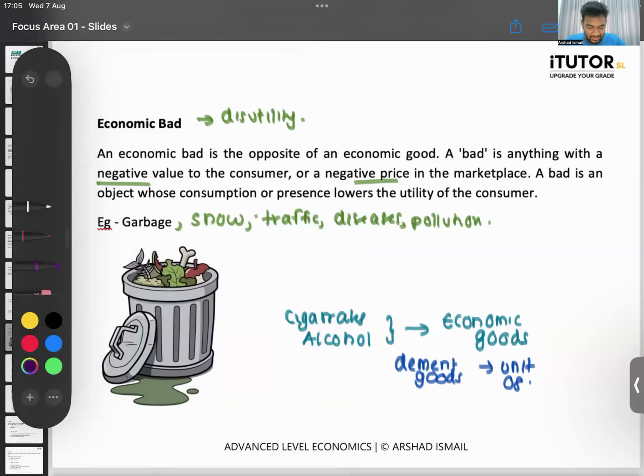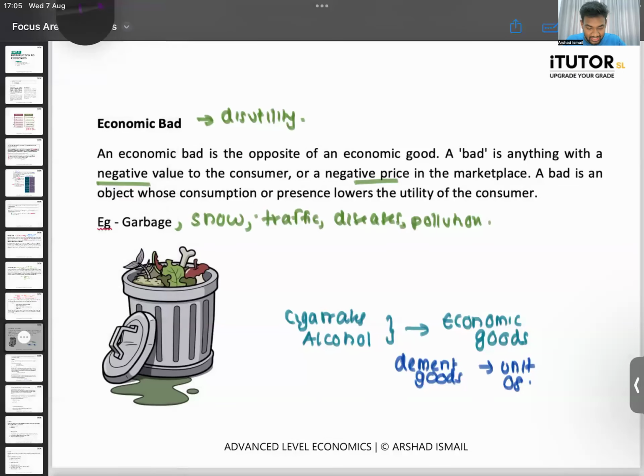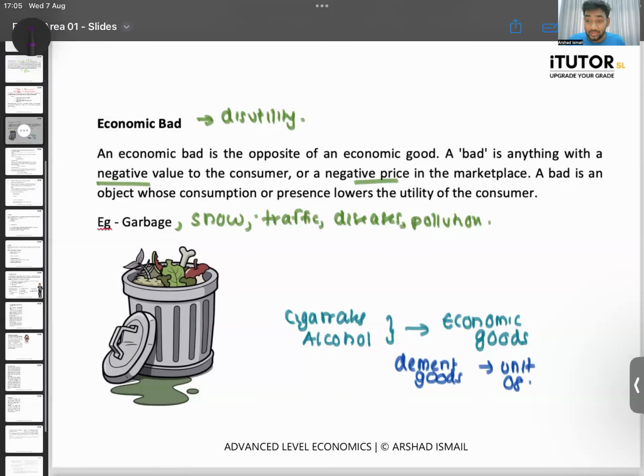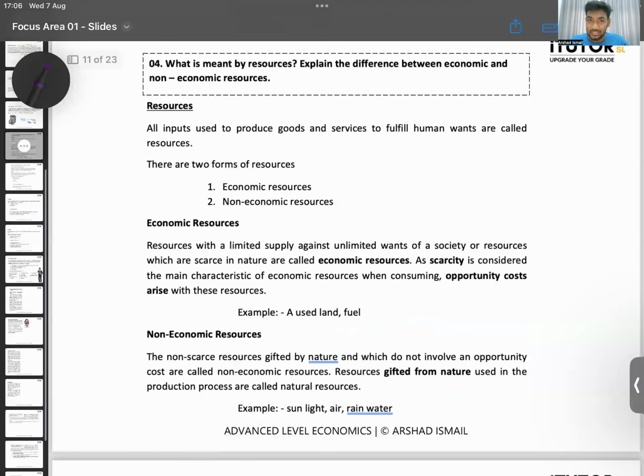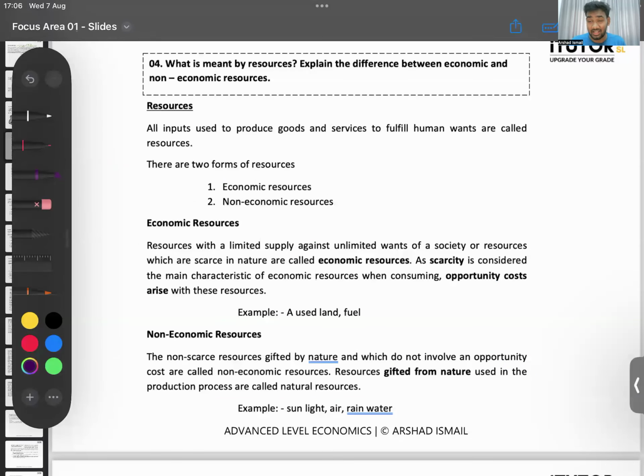After goods, none of these goods fall from the sky. How to produce goods? To produce goods, you need resources. So what are resources? Resources are the inputs that are used to produce goods and services. Resources also, there are two types. What are the two types? You have economic and non-economic resources.